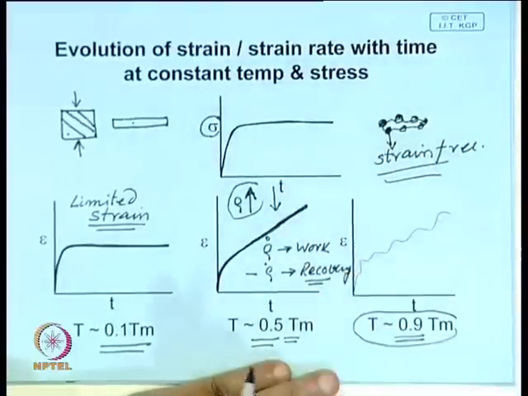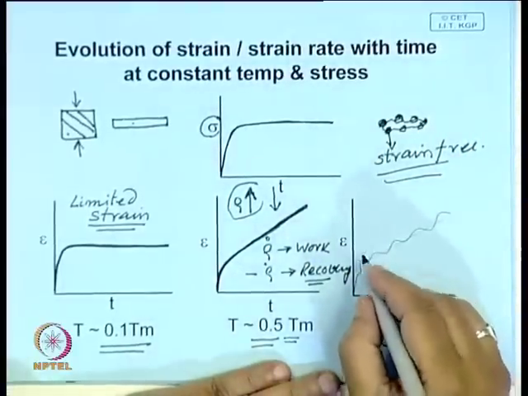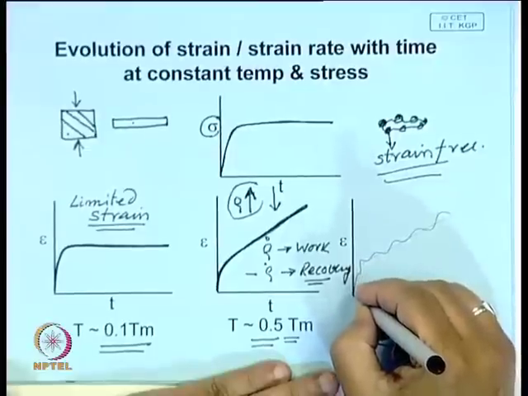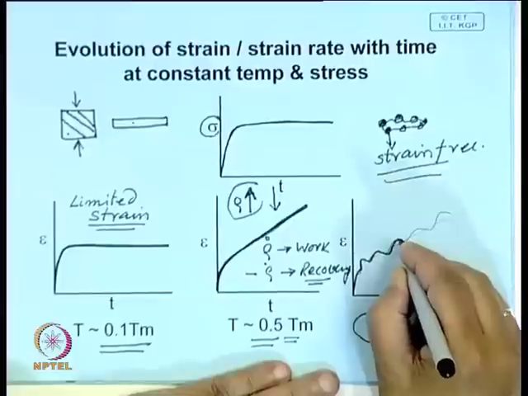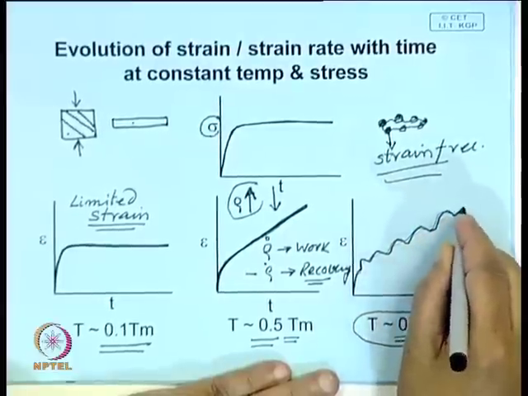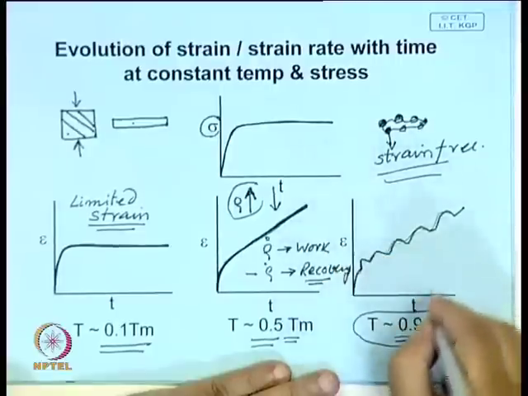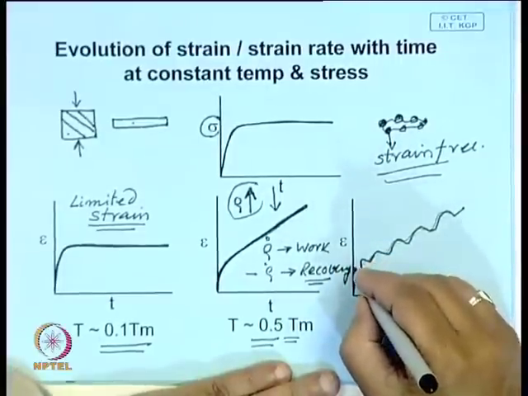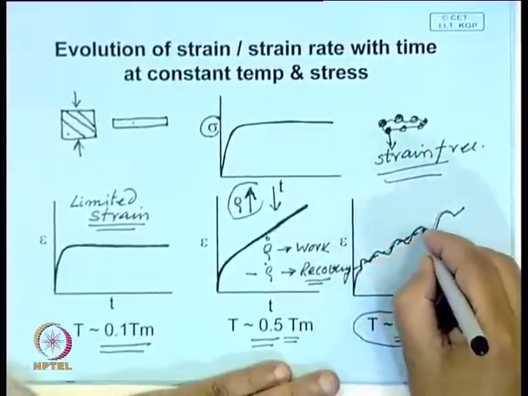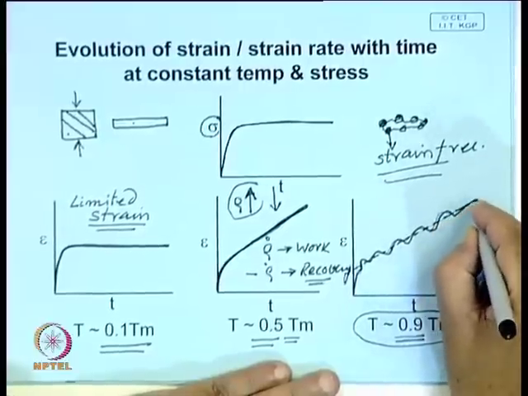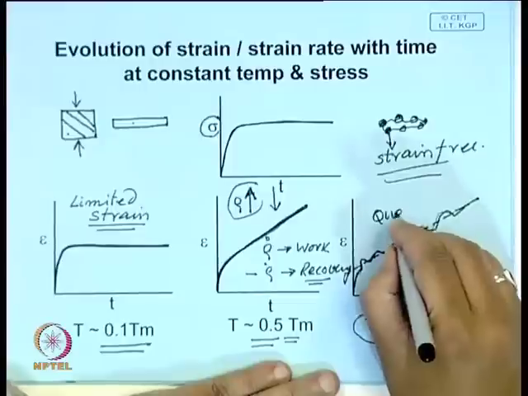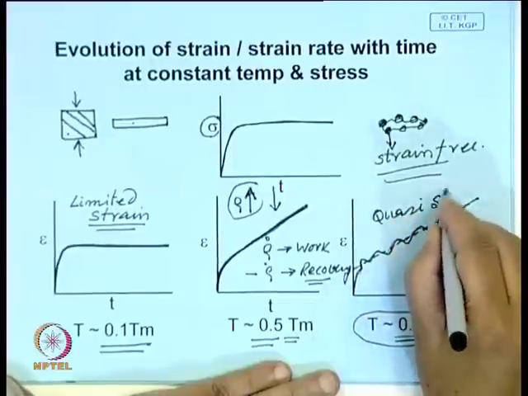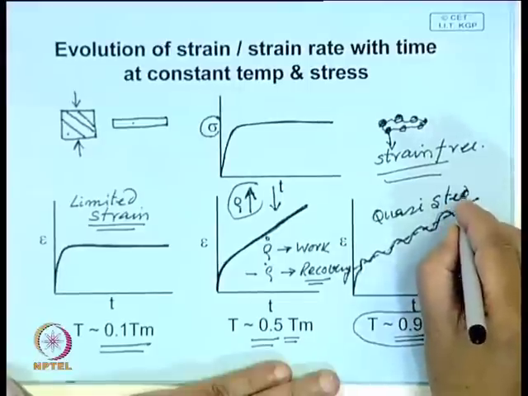And when such grains nucleate, the strength comes down also. On the whole, you may find that you have an oscillating strain evolution with time, and you can say this is a pseudo steady state. This average line, you can say, is a quasi steady state.